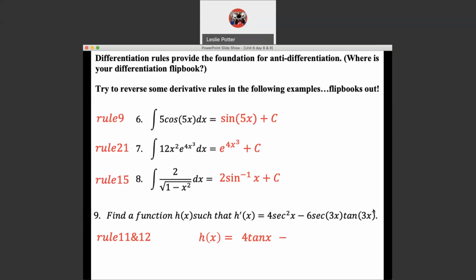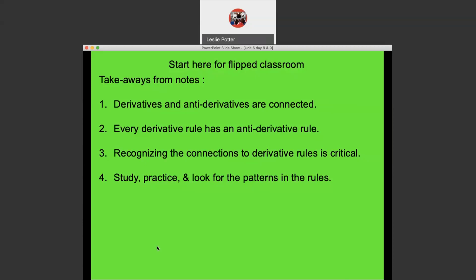We know that we must have started with a secant, and in this case, a secant 3x, but that has a chain rule in it. So this antiderivative must be 2 secant 3x. And then that way, when we differentiate this with the chain rule, we end up with a 6 on the outside as a coefficient, and then our plus c on the end for the antiderivative constant of integration. So when we get back to class, we'll go over the takeaways and work on recognizing more antiderivatives.